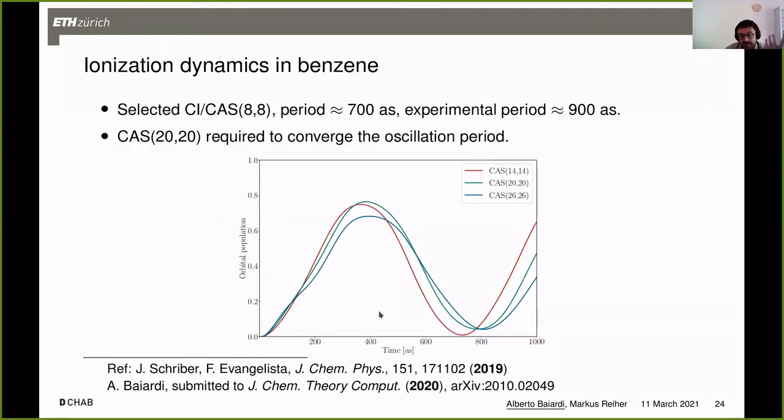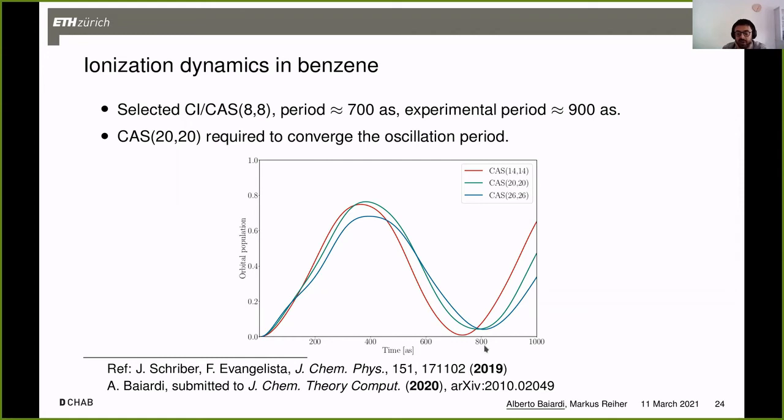And even though a simple 6-orbital picture can explain qualitatively what's happening here, the simulation showed that actually one must go pretty high in active space in order to converge the oscillation period of this charge migration. And I should stress here that we neglect the orbital relaxation effects, which, if included, could make a smaller active space sufficient.